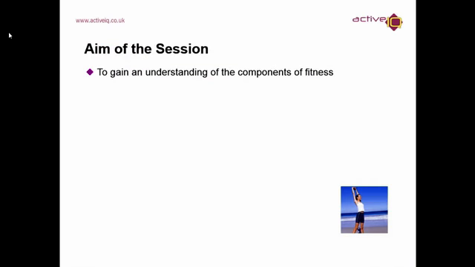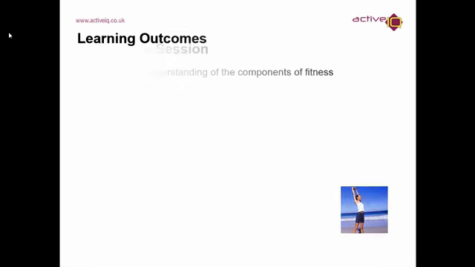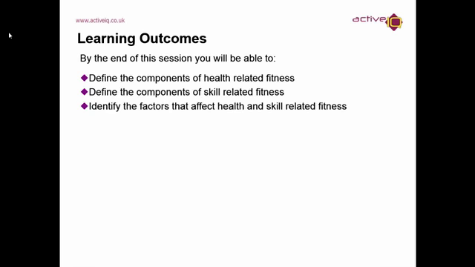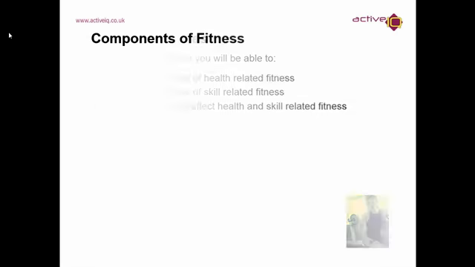So let's get going. To get us started, the aim of today's session is for us to have a better understanding of the components of fitness and what makes up fitness as a human being or a healthy person. What is fitness? We'll look at the skill-related components of fitness, and we'll also look at the health-related components of fitness and what the differences are between health-related and skill-related fitness. Then a little bit later on in the presentation, we'll also take a look at the factors that can affect health and fitness as well.